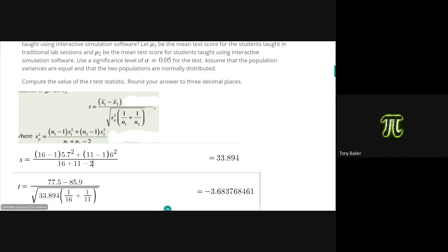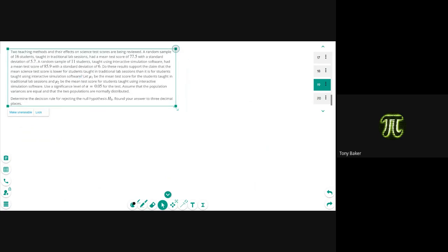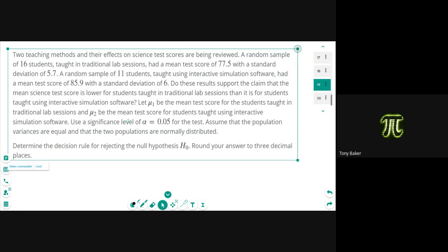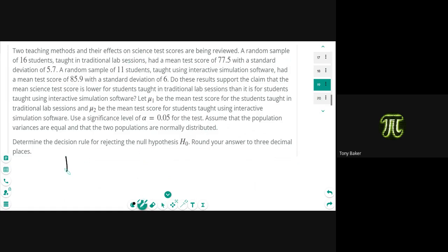Now we need our degrees of freedom. Since we know they're equal, we're going to add the two samples together and then subtract 2. Do you always subtract 2? In this method, yes, when you add the two things together, because it's always the sample minus 1. When they're not equal, you take the smaller one. In this case, it says they're equal, so my degrees of freedom is 16 plus 11 minus 2, which is 25.